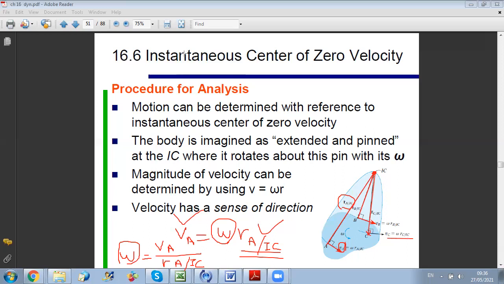And to draw the VC vector, all I have to do is draw the perpendicular to the line joining IC and C. And from the right hand rule I know if it's downward or upward. Since here it's a counter clockwise rotation, VC will be in this way to rotate counter clockwise about the IC. Okay?